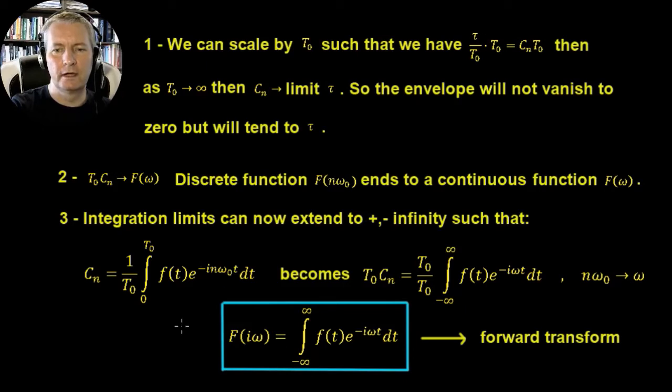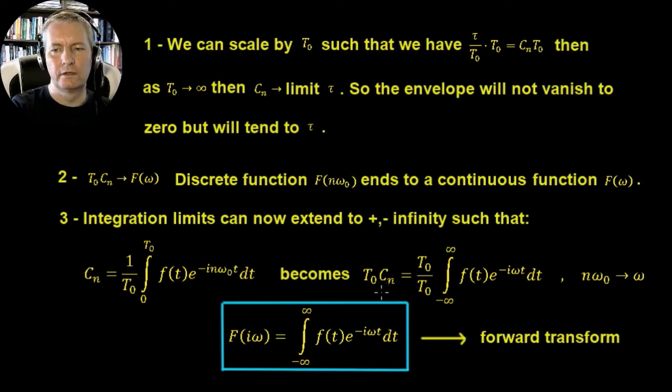So let's go ahead and put that into our forward transform, which we've seen previously. So our forward transform here, we're going from the time domain to the frequency domain. The values of our Cn was given by 1 upon t naught, the integral from 0 to t naught of f of t e to the minus i n omega naught t dt. Now still remember that what we're doing here is a dot product. So the dot product of the function f of t with the orthonormal basis e to the i n omega naught t.